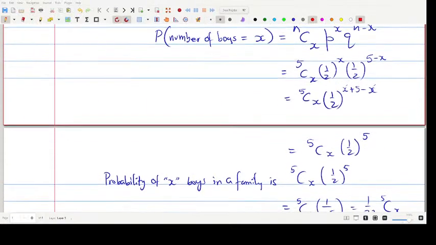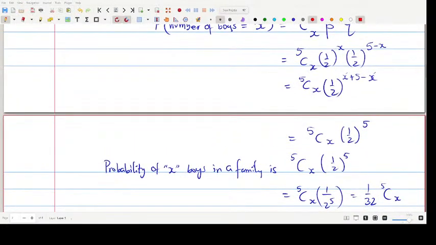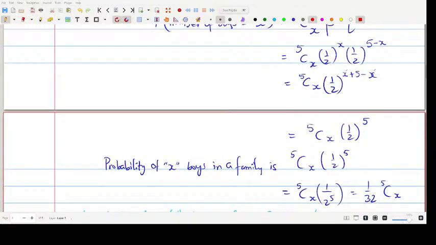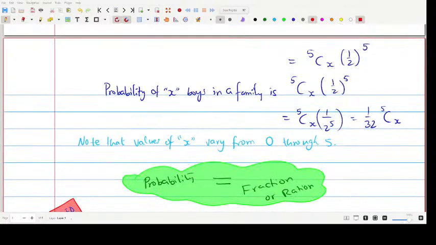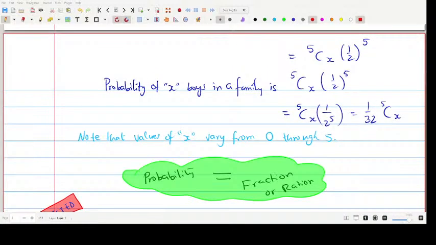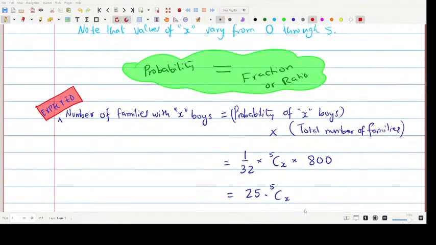We have defined the probability of x boys, right, as 1 by 32 multiplied by 5Cx. In the bottom right corner of the screen, you can see that, right? Now we had to find out the number of families. So we said that probability is basically a fraction or a ratio, not a ration. Probability is basically a fraction or a ratio. So the expected number of families should be the fraction or the ratio multiplied by the total number of families.